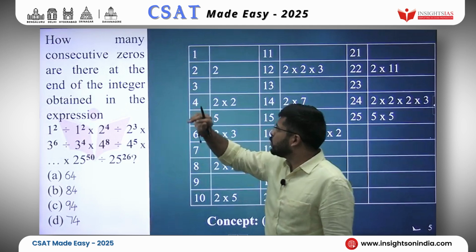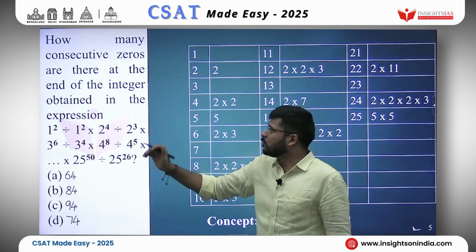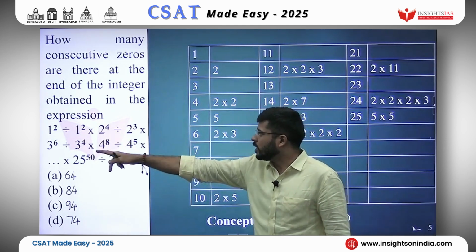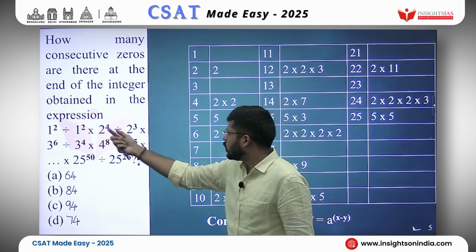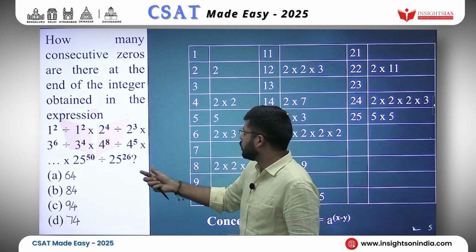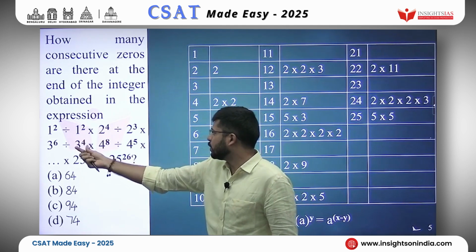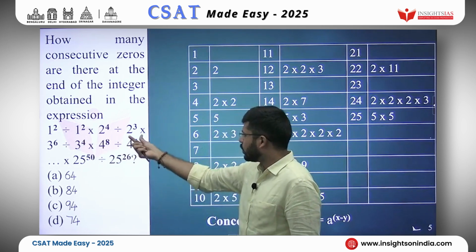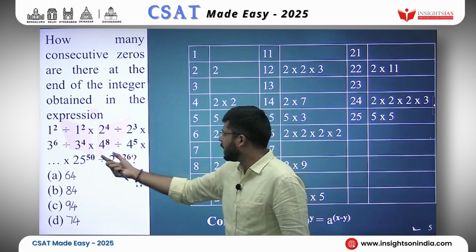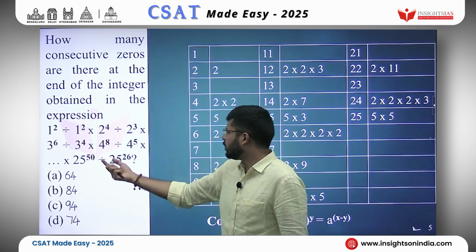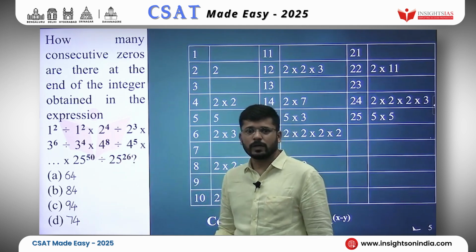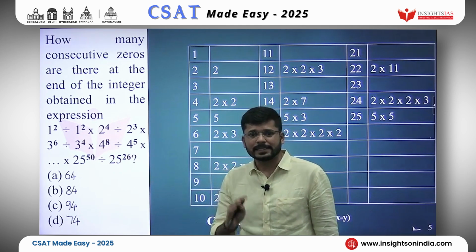How many zeros are there at the end of the integer obtained in the expression 1 square divided by 1 square, into 2 to the power of 4 divided by 2 cube, into 3 to the power of 6 divided by 3 to the power of 4, 4 to the power of 8 divided by 4 to the power of 5, and ultimately 25 to the power of 50 divided by 25 to the power of 26.